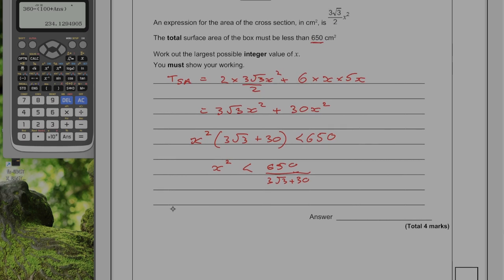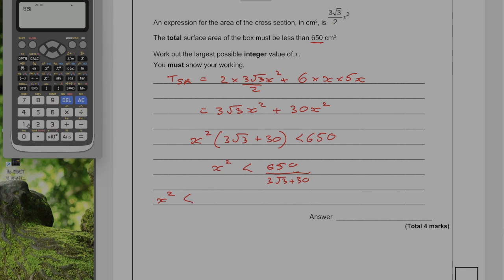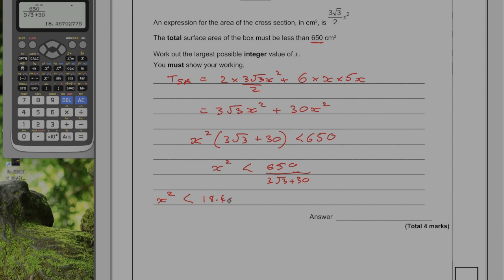So that's going to give us a value for x squared. So x squared has to be less than... so that gives me a value of 18.467 dot dot dot.